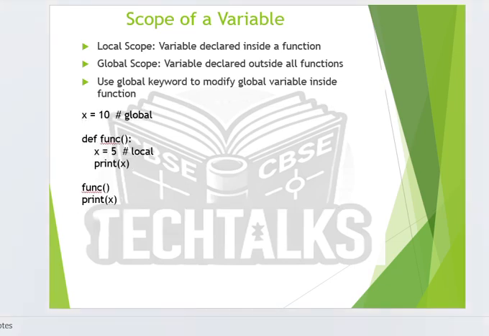There is one more terminology, that is the lifetime of a variable. The lifetime of a variable is the time for which a variable lives in memory. For a global variable, the lifetime is the entire program. As long as the program is running, it is going to exist. While for local variables, it is only inside the function itself.